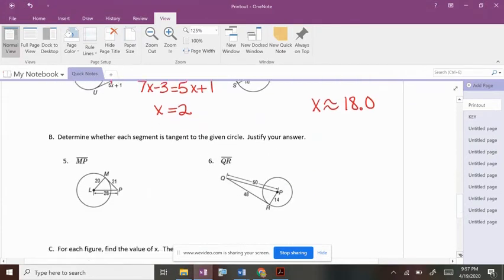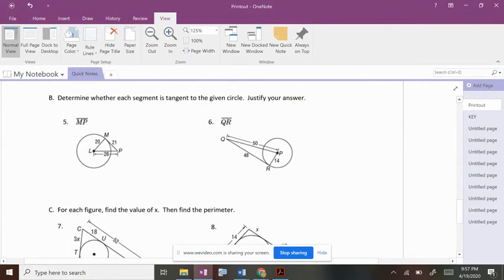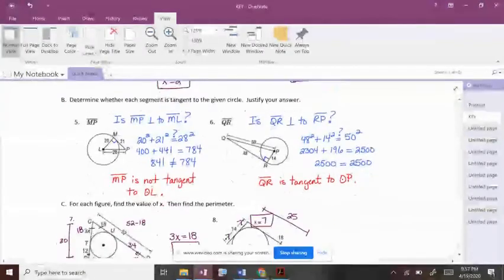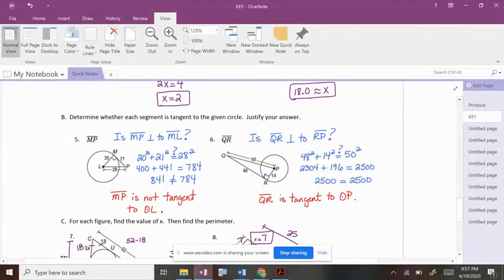Question number 5 is asking, determine whether each segment is tangent to the given circle. Justify your answer. What these questions are asking is, is this perpendicular at that point of tangency? I'm just going to skip to the answer key, and you can see here with questions 5 and 6 the work for the Pythagorean theorem, and pretty much what you're asking is, are they equal? This one is not equal, so therefore it's not tangent. These two are equal, so that means they are tangent to one another. Okay.